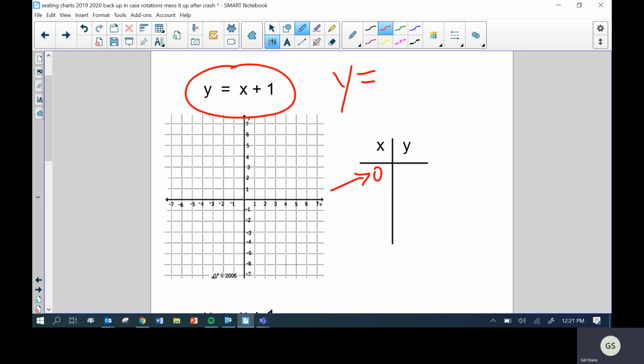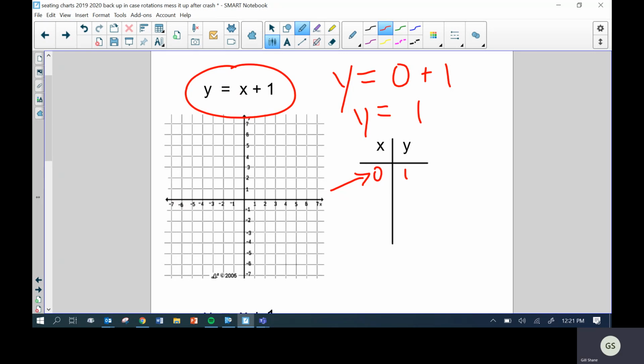I can pick whatever x value I want. I picked the number 0 first just because my math is really easy. So I plug in 0 for x. The rest of the equation is plus 1. So y equals 1. So that means I just write in 1. 1 is the only value y could be whenever x is 0, because it's 0 plus 1. That's the only thing you can get from 0 plus 1.